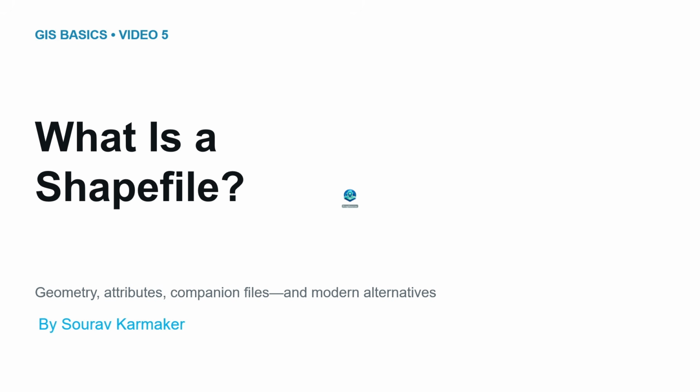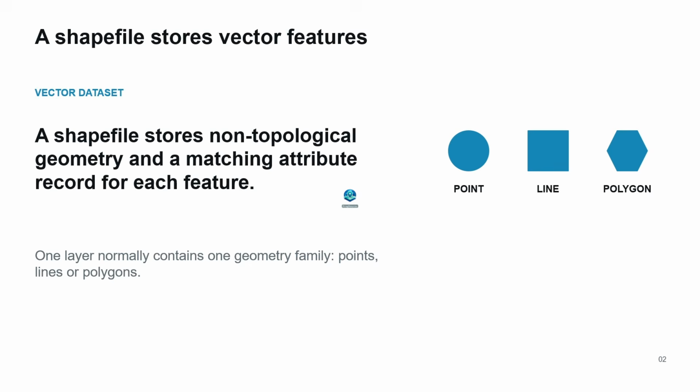Let's start the video. Today we will understand what a shapefile is, which files belong to it, what it can store, and why modern GIS users sometimes choose another format. At the end of this lecture, you will see a short demonstration of what real-world shapefiles look like, including their attributes and specifications. A shapefile is a vector data format.